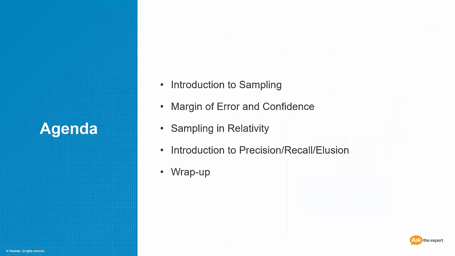Okay. So our agenda for this session today, I'm going to start with a high-level introduction to sampling. Then I'm going to get into a little more detail, talk about margin of error and confidence level, so some of the math behind it. We'll talk about sampling within Relativity, and we'll get into a demo and show you how to do a sample in Relativity. We will then pivot and talk a bit about precision and recall and F1 and elusion. And at the end, we'll wrap up and take any questions.